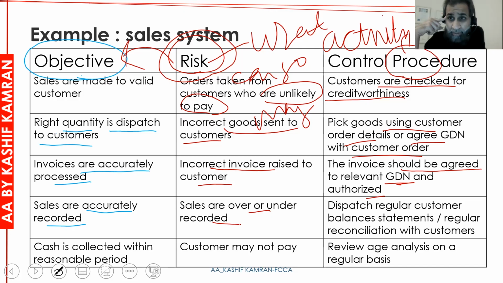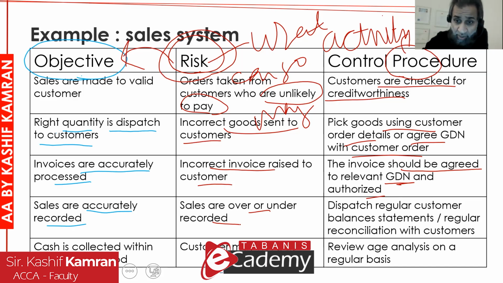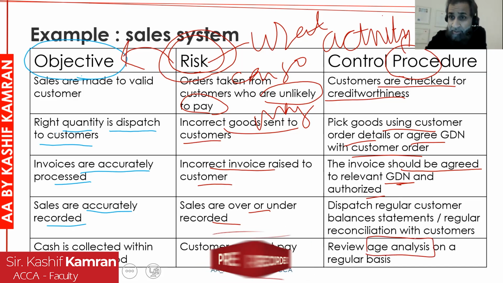Today is the 30th of June. 3 months. The invoice is overdue by 90 days and Mr. A is not paying. What is the credit limit? 30 days. So Mr. A is not paying despite the fact the invoice is 90 days over. Age analysis, 90 days. Review the age analysis.